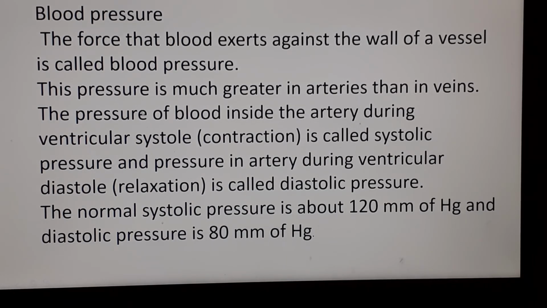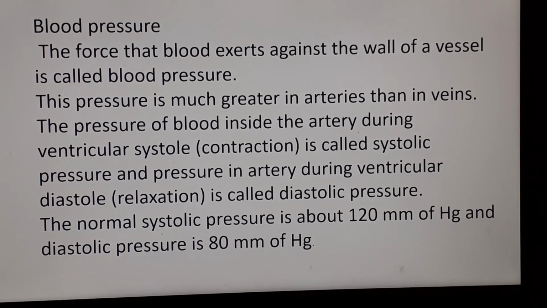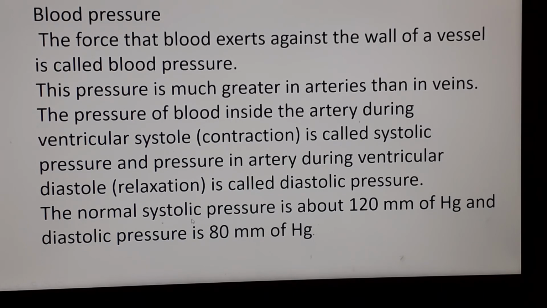In normal, systolic pressure is 120 millimeter of Hg. Hg means mercury, that is 120 millimeter of mercury, and diastolic pressure is 80 millimeter of mercury. Systolic pressure means that while contraction, it exerts more pressure, whereas diastole means relaxation.